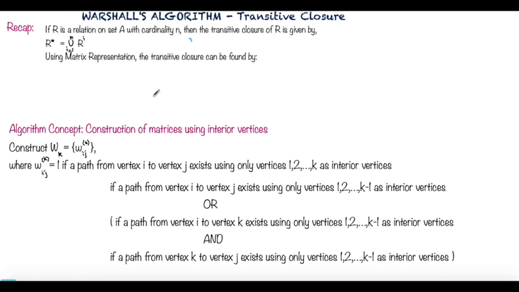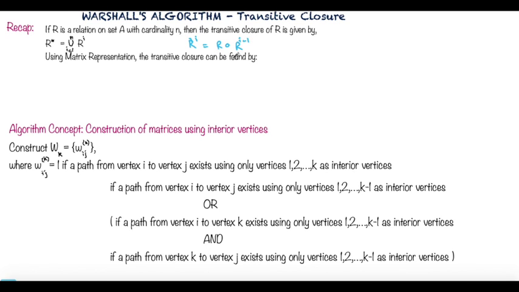Hello, so in this video we will talk about Warshall's algorithm, which is an efficient algorithm to find the transitive closure of a relation R. Just as a recap, if R is a relation on a set A with cardinality n, then the transitive closure of R is given by R star, which is the union for i from 1 to n of R to the i, where R^i is the composition of R with R^(i-1).